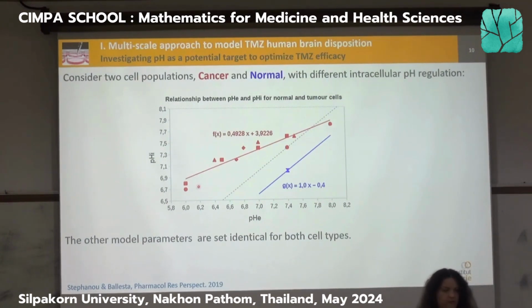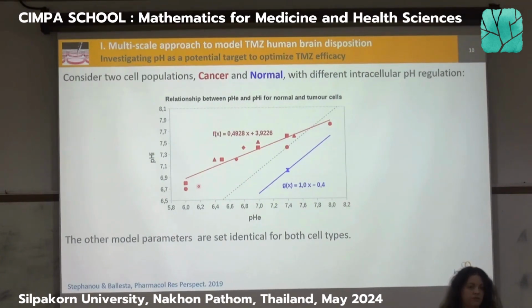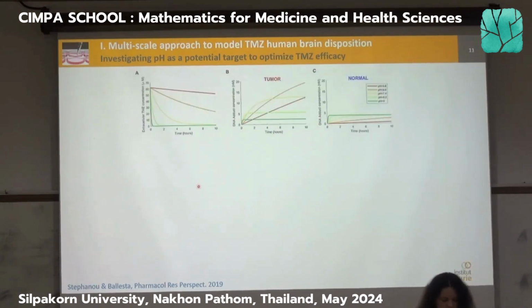Okay, so let's put this in the mathematical model. Everything else in the model is the same for normal and cancer, and we just put this intracellular pH regulation different for normal and cancer. And we run the model. So we have run the mathematical model for different pH values, which are indicated here. Those are the different colors. And we are looking at the time dynamics of extracellular temozolomide.